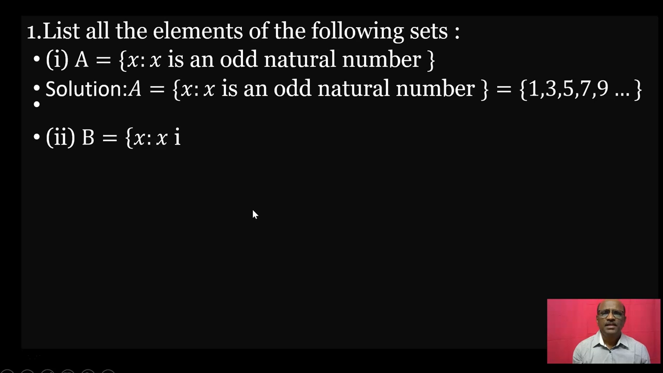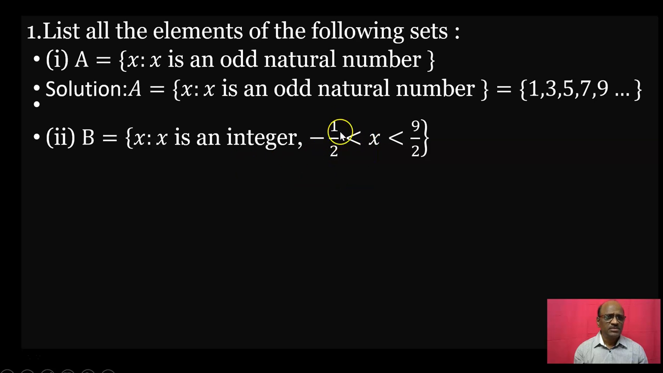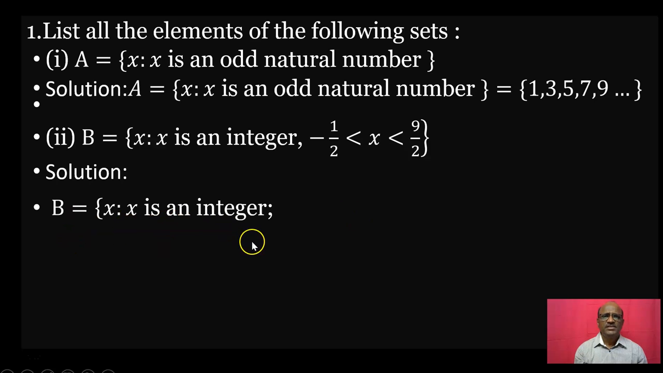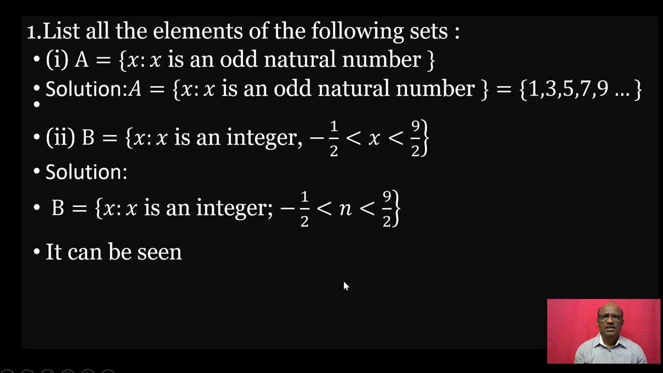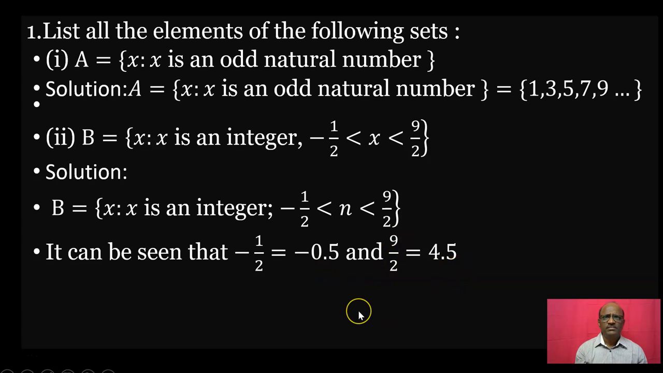Next is the second. B equals {x such that x is an integer lies between minus 1/2 and 9/2}. It can be seen that minus 1/2 is minus 0.5 and 9/2 is 4.5. We require the integers and not fractions, and therefore the numbers are 0, 1, 2, 3, 4. These are the integers that lie between minus 1/2 and 9/2.